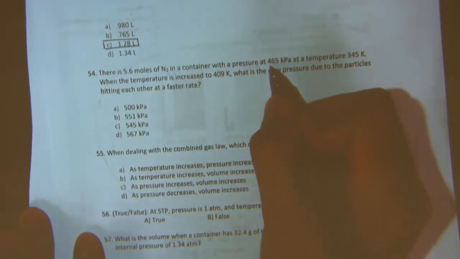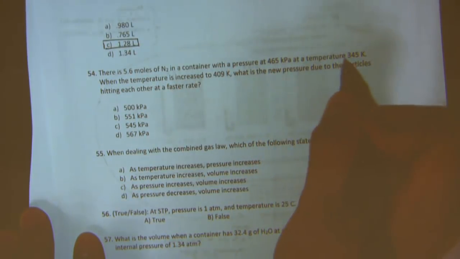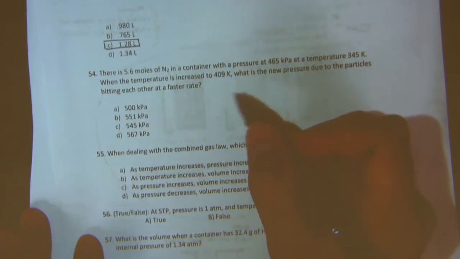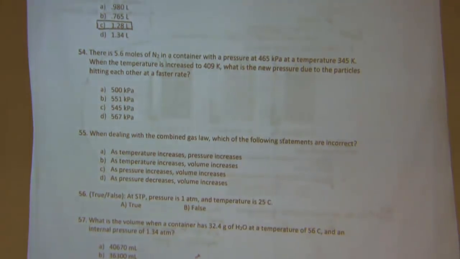So finally, we have another one. There's 5.6 moles of nitrogen gas in a container with a pressure of 465 kilopascals at a temperature of 345 Kelvin. When the temperature is increased to 409 Kelvin, what is the new pressure due to the particles hitting each other at a faster rate? So can anybody tell me what relationship we need to use for this? Pressure in moles. Why do you say that one?